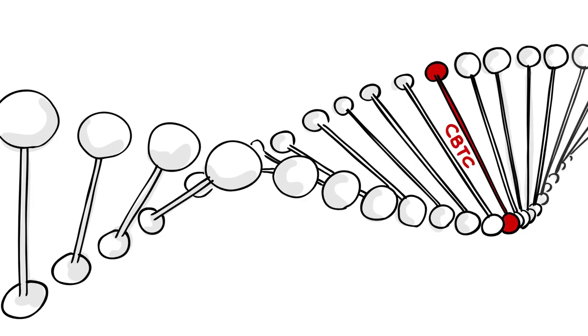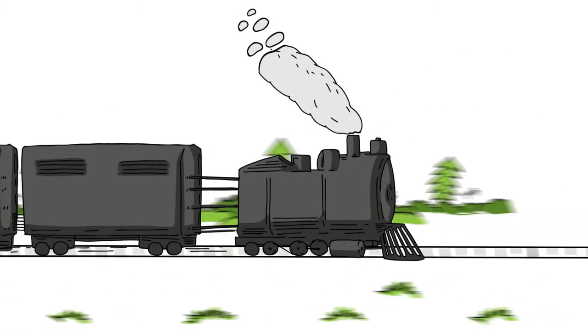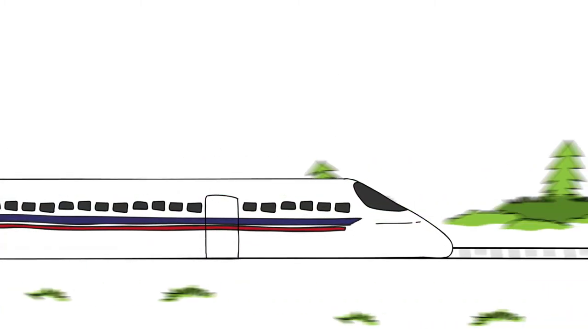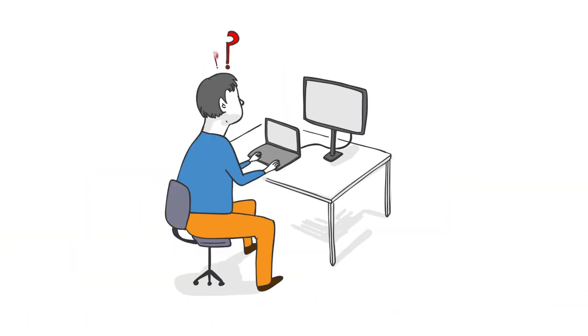Communication-based train control is the next evolution in rail. Over the past 200 years, signaling technologies have evolved slowly over time, and in 1985, a new technology emerged called Communication-Based Train Control, or CBTC. But the question is, what is CBTC?